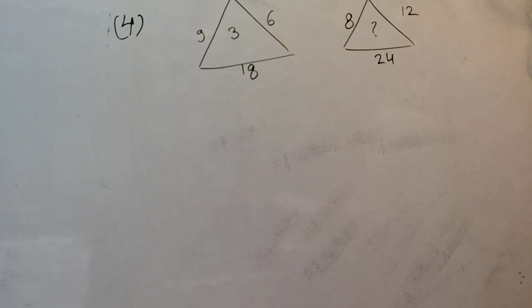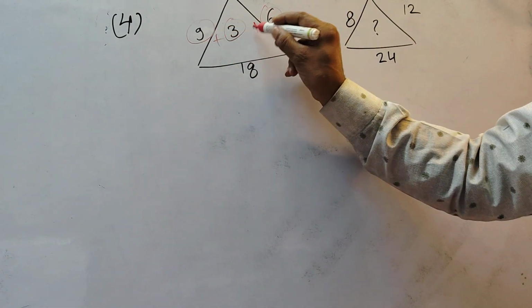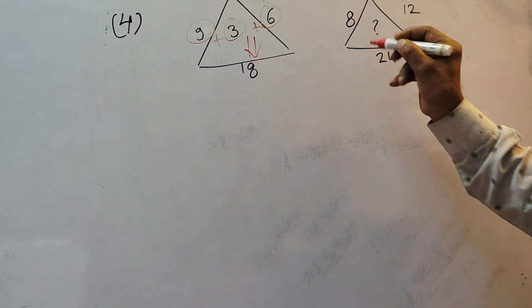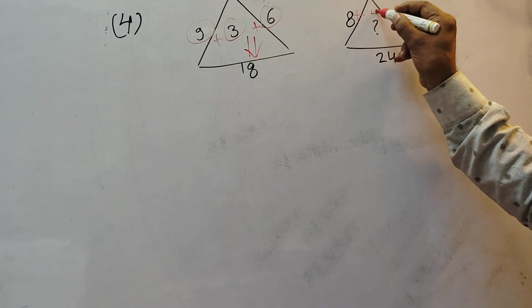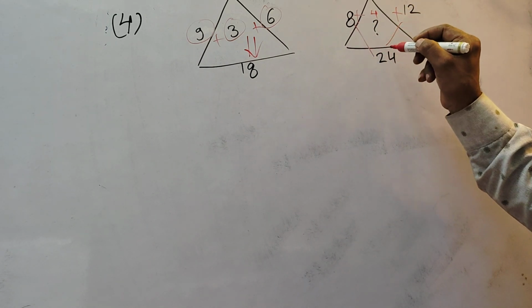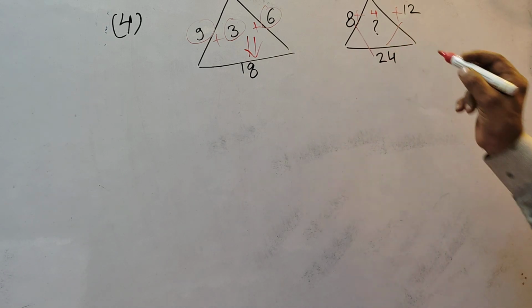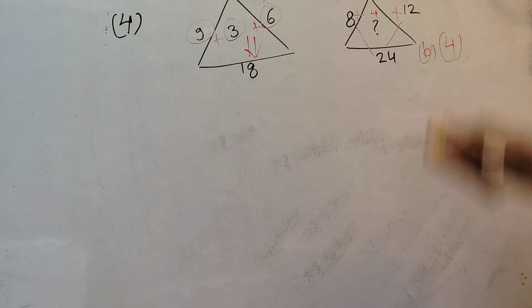Okay, number 12. Your answer is correct. 4, B part is correct. You mark for B part. Is it? 9 plus 3 plus 6 is 18. Their sum is 18. Similarly, 8 plus 4 plus 12, its sum is 24. So this one is correct. That's why 4, B option.